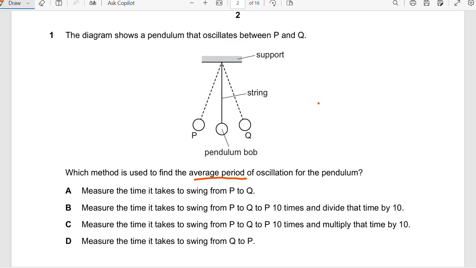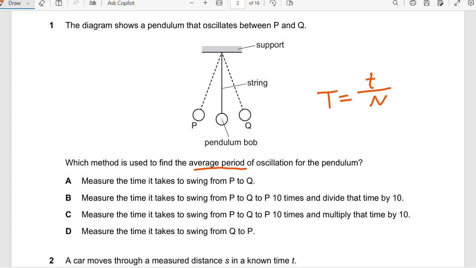Okay, so period equals to the total time over the number of oscillations. I hope you know this formula. This is a general formula. Of course, it will not be given in the exam. You should know it by yourself. So which option is correct here?